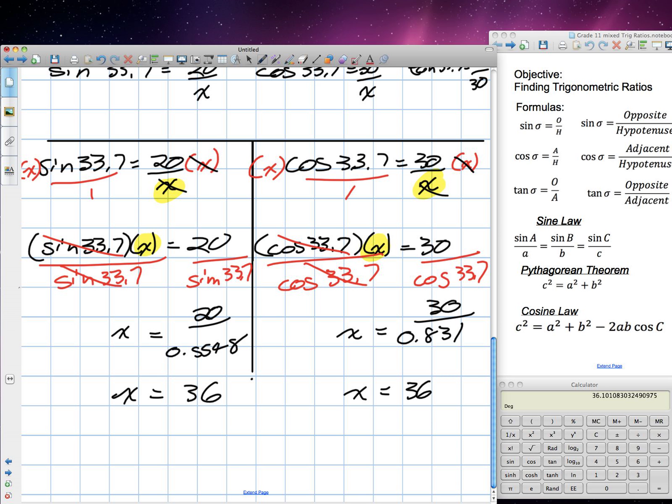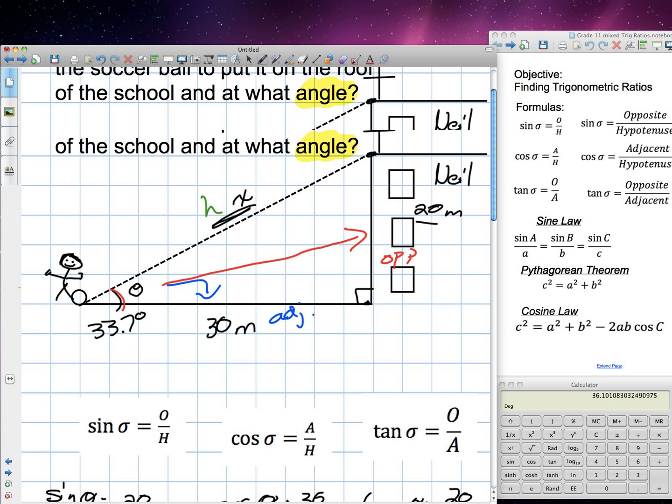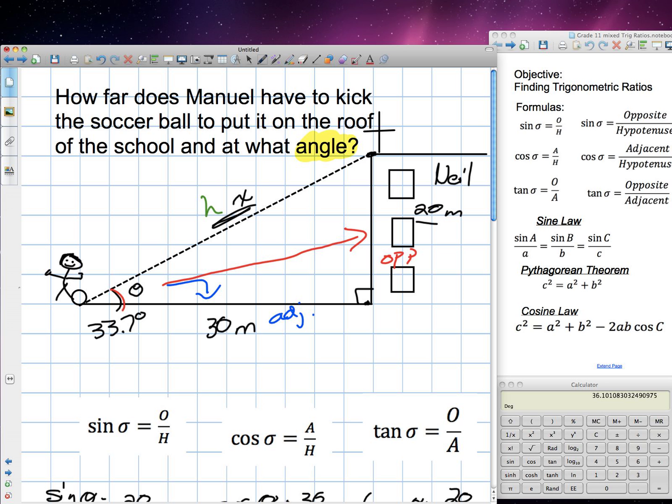So remember, what I was proving there is that we can use either of these. You don't have to use both. You can use either to solve it. So we go back up. What did we say? It was in meters? Yeah. So he's got to kick the ball 36 meters approximately to get to the roof of the school. And that's the minimum, right? That's the minimum. Very good.